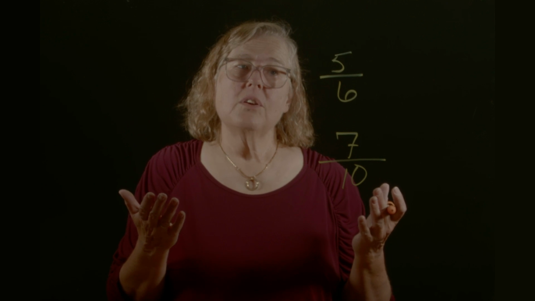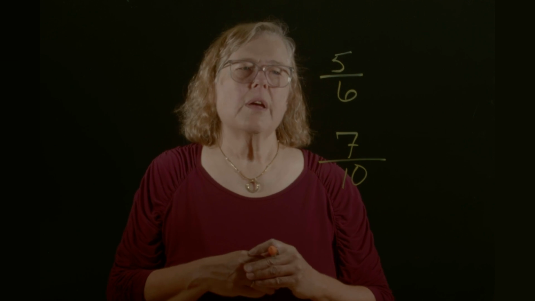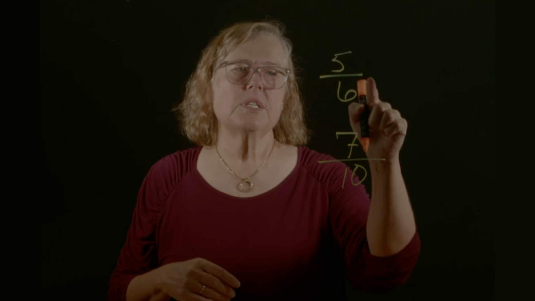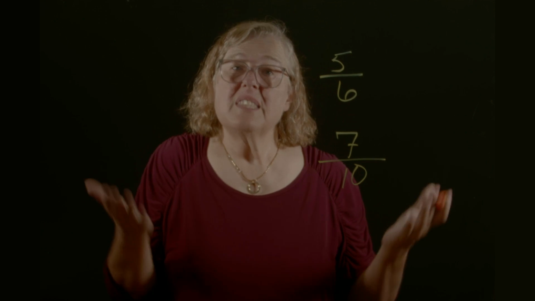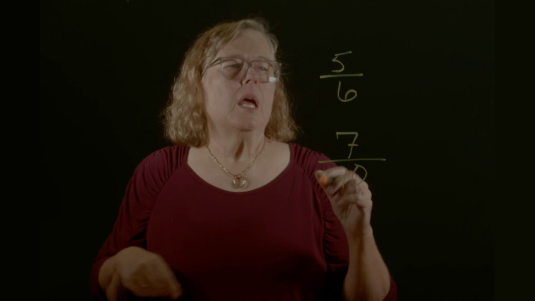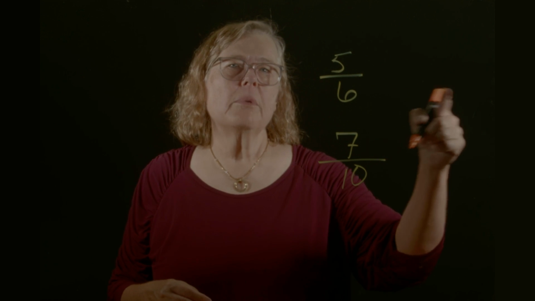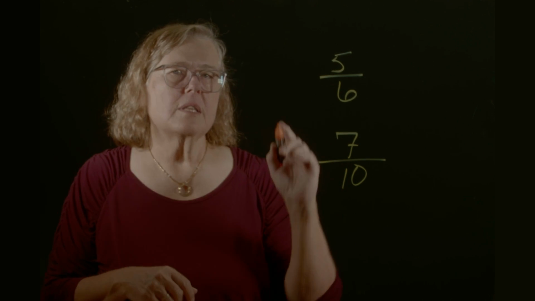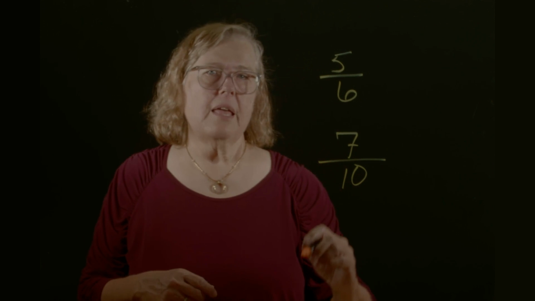The last thing I want to look at is some fractions. We want to compare these. I can't compare 5/6 and 7/10 because they have different denominators. So I need them to have the same denominator. Denominator, number on the bottom, right? How can I do that? Well, the number on the bottom, I want it to be the least common multiple. So what is the least common multiple of 6 and 10?